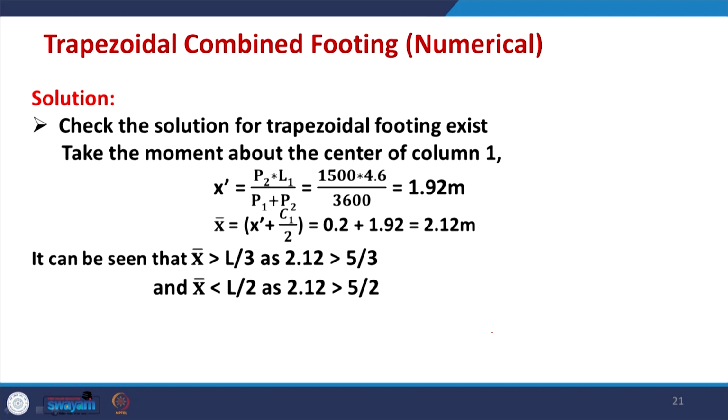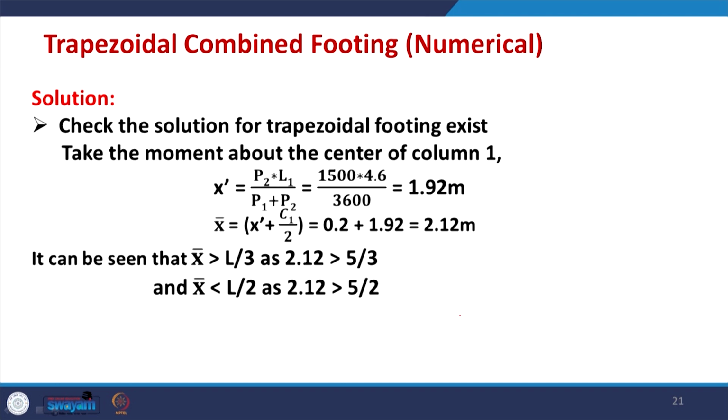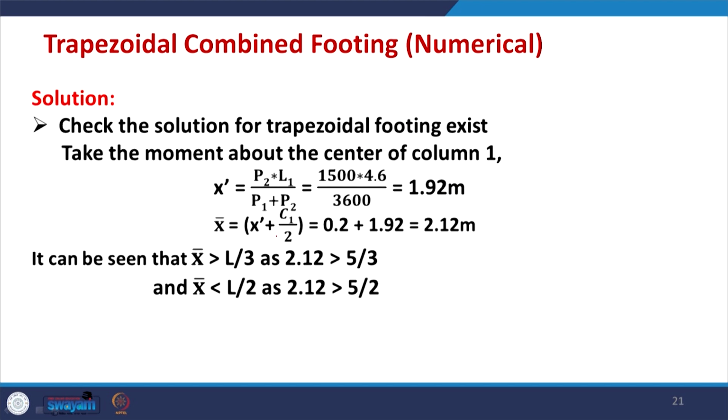Take the moment about the center of column 1. So, column 1 is this. It will be P2 into this distance, P2 into 4.6, which should equal R into x prime. So, you can find the value of x prime, simply 1500 is the load into 4.6 divided by the total load. So, this comes out to 1.92. Once you know this, x bar is simply C1 by 2 plus x prime. So, the total x bar is this one.